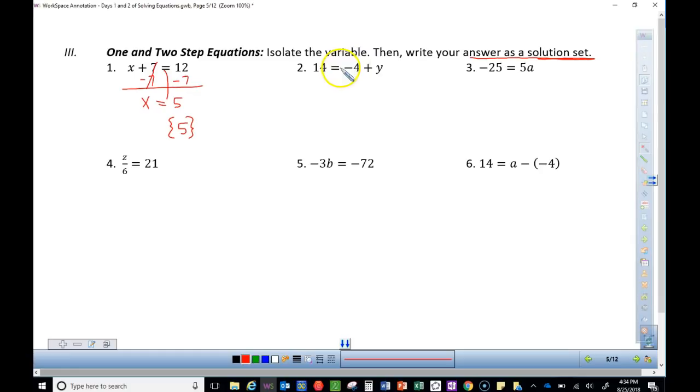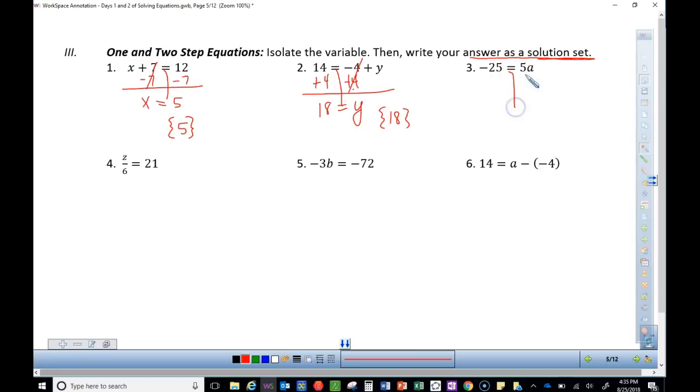So for number 2, if I want to isolate y, it doesn't matter that it's on the right side of the equation. We can still isolate it. So we have to get rid of negative 4. The opposite of negative 4 is positive 4. So I'll be adding 4 to both sides. Negative 4 plus 4 makes 0. So we're trying to make 0 sets. So we've got y equals 14 plus 4 will give us 18. So that solution set is 18.